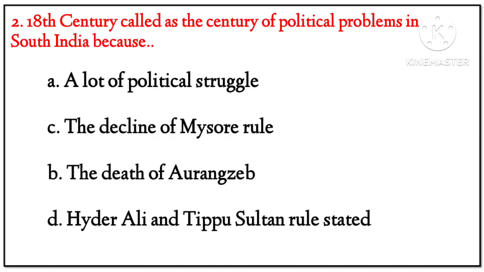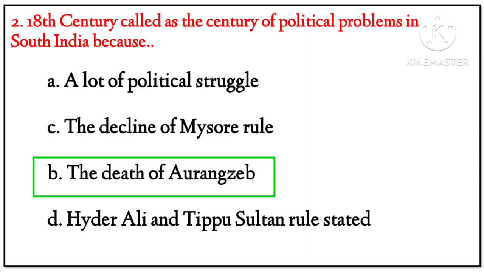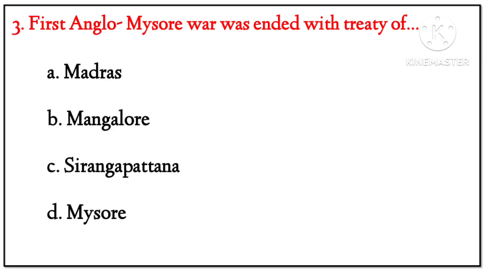of political struggle, the decline of Mysore rule, the death of Aurangzeb, Hyder Ali and Tipu Sultan rule started. Our right option is here, the third one, the death of Aurangzeb. Third one, the first Anglo-Mysore war was ended with Treaty of, our options, Madras, Mangalore, Srirangpatna and Mysore. Our right option is here, first one, Madras Treaty.